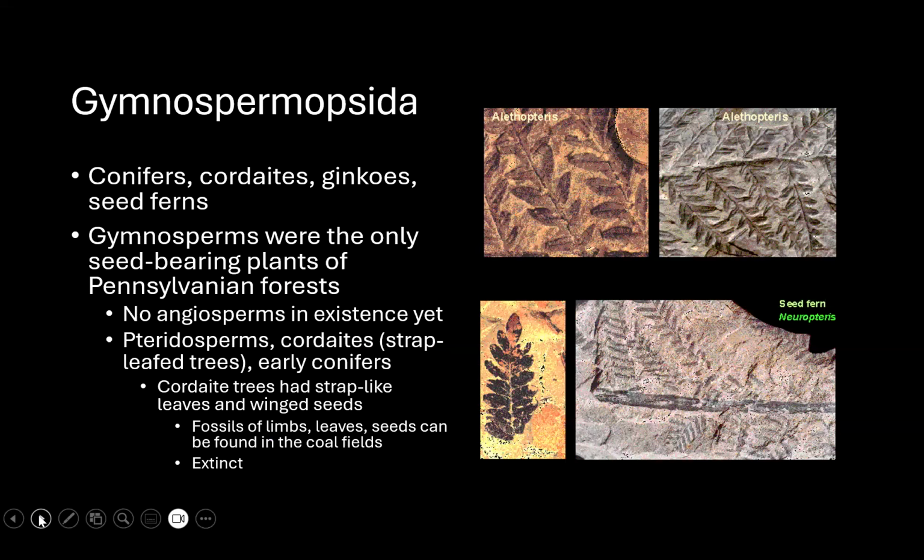Well, we'll go into this one first. Let's talk about some of our ancient gymnosperms first, and then we'll get into the picture of it all. So again, we're still in the Pennsylvanian era, still focusing on these plants that we're seeing here in our coal fields, the Gymnospermopsida. You can tell from that name, gymnosperm, these are seed-bearing plants.